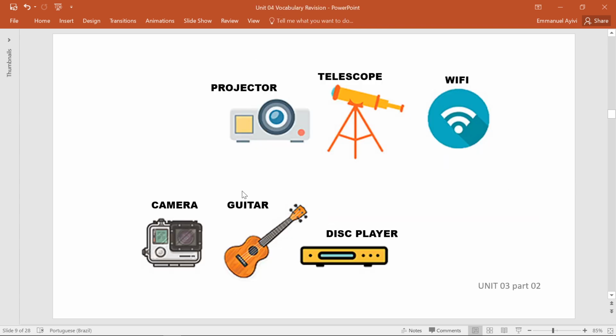And for things, remember we have a projector. This is a telescope. This is Wi-Fi. I use Wi-Fi every day. This is a camera. This is a guitar. And this is a disc player. Remember guys, all these lessons are found in Unit 3, Part 2. We talked about this in Unit 3, Part 2.